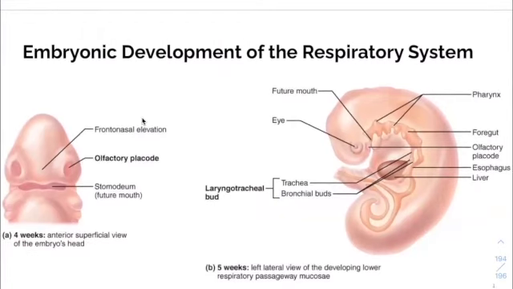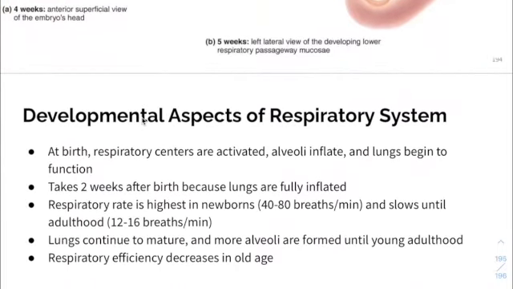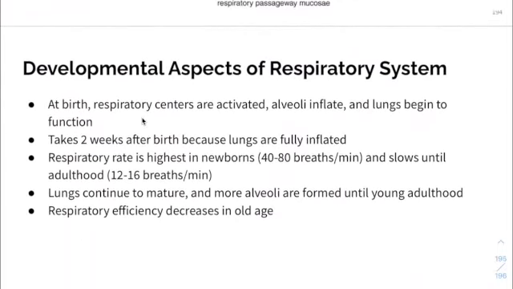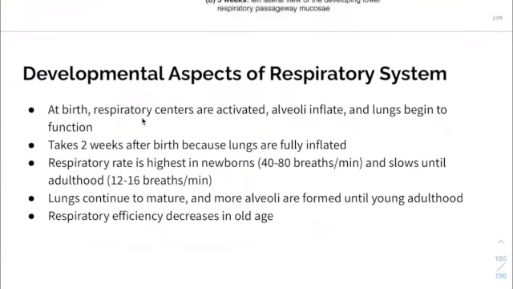So here is what an embryo at 4 weeks looks like. You get that olfactory placode. Then we start to get that laryngotracheal bud by week 5. It isn't until birth that the respiratory centers actually become active, as that's when alveoli inflate, when those respiratory centers get activated and the lungs begin to function.